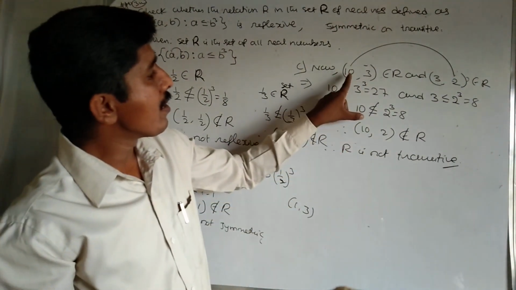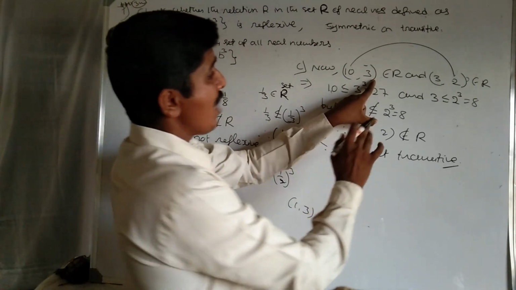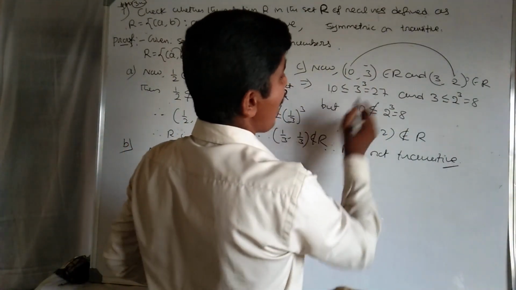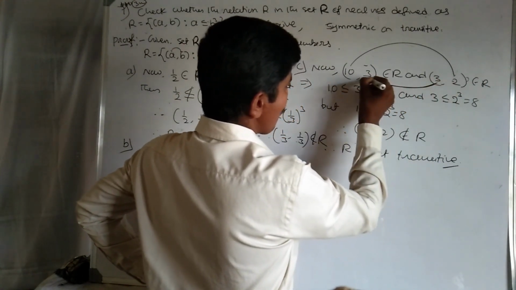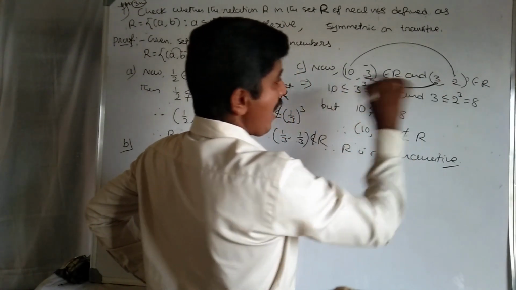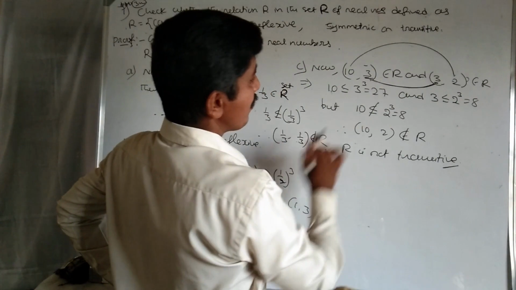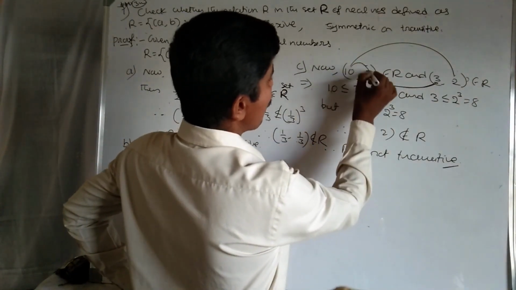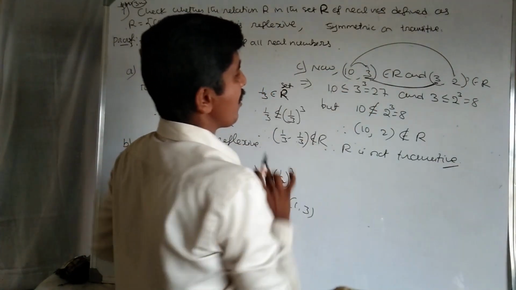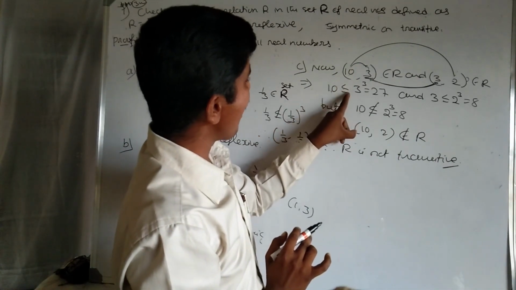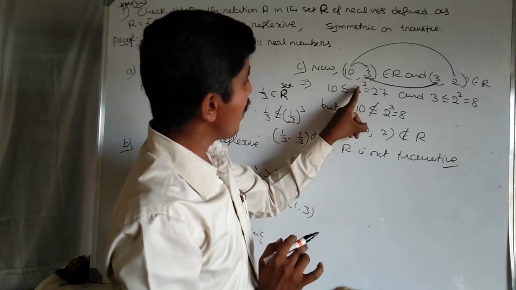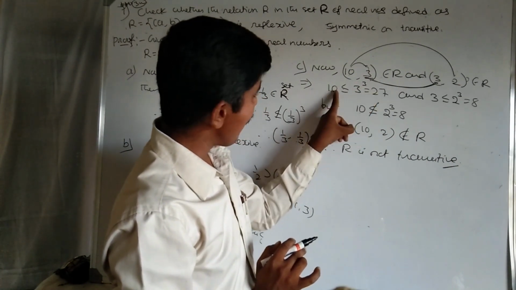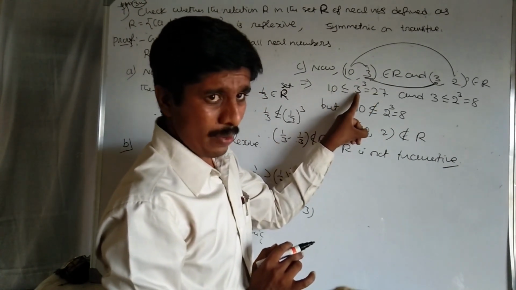Now for the transitive case, 10 comma 3 belongs to the relation, and 3 comma 2 belongs to the relation. In these ordered pairs, the middle elements are equal. Now write the relation between 10 and 3. What is the relation? The first element 10 is less than or equal to the cube of the second element 3. 3 cube is 27. 10 is less than 27. True.